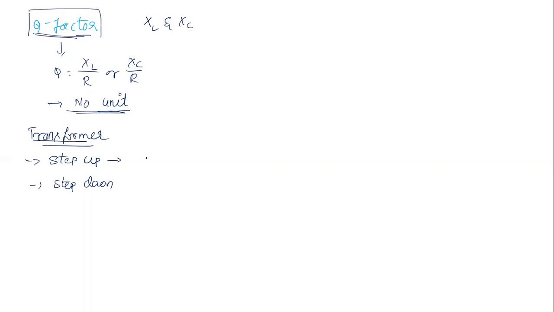In the case of a step up transformer, the number of turns in the secondary coil is greater than the number of turns in the primary coil. The secondary coil has more turns compared to the primary coil, so it is called step up. What is step down? The number of turns in the secondary coil will be less than the number of turns in the primary coil. Or you can say the number of turns in the primary coil will be greater than in the secondary coil. That is what we call a step down transformer.